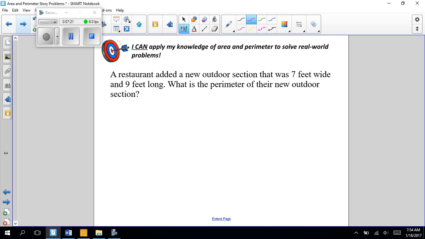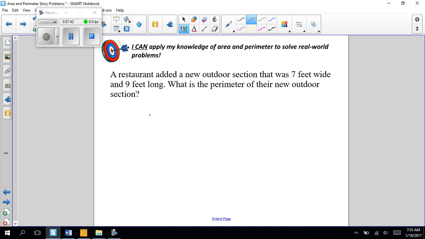On this one, a restaurant added a new outdoor section that was 7 feet wide and 9 feet long. What is the perimeter of their new outdoor section? I might even add in a piece at the end here and say, why would this information be useful? Try and think about that as well. Go ahead and pause it.